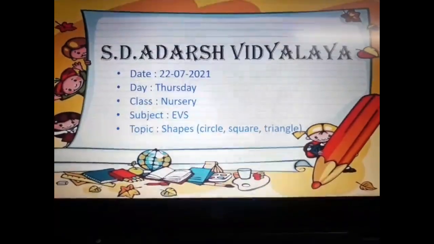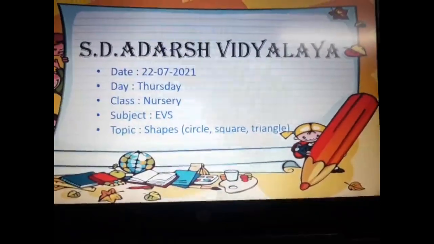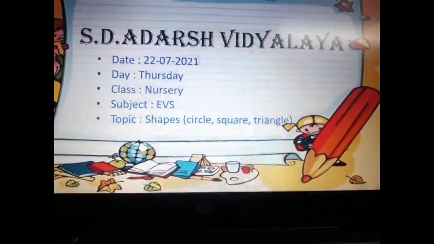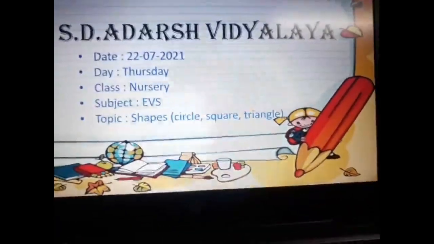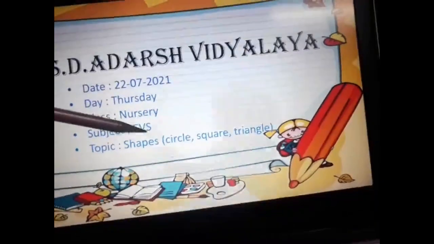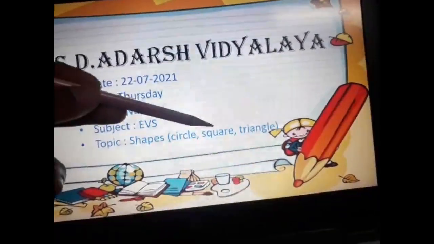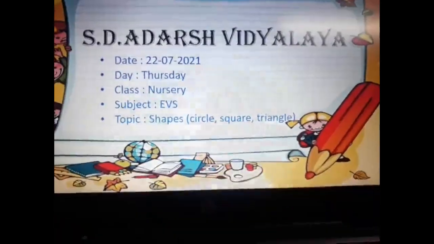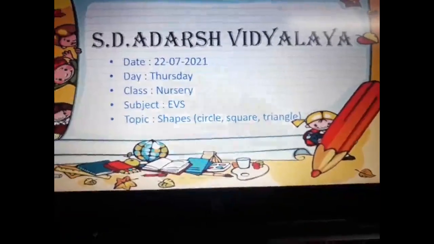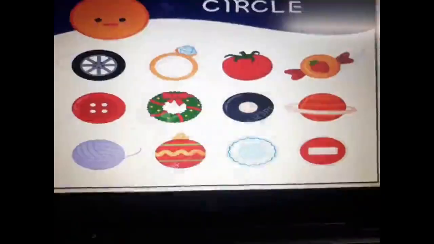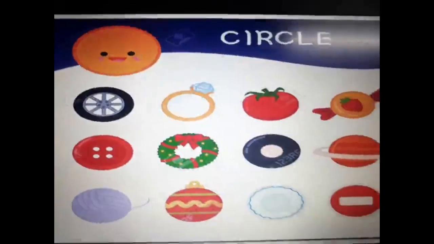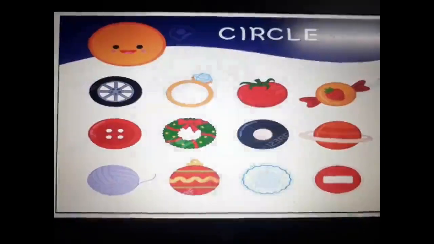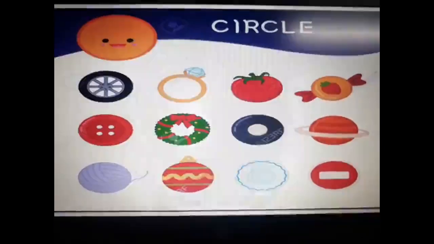So class, now let's begin and understand about different shapes. As I told you, we are going to learn about the shapes circle, square and triangle. These are the three shapes we are going to talk about. So the first shape we have is circle shape. Yes. So there are so many objects we have in circle shape.